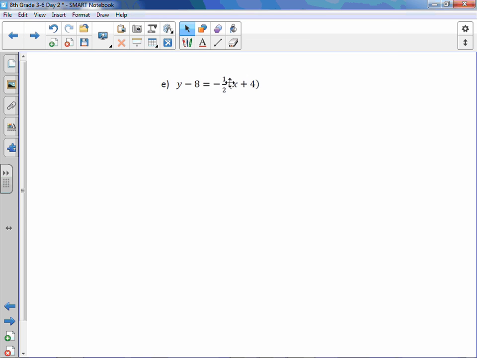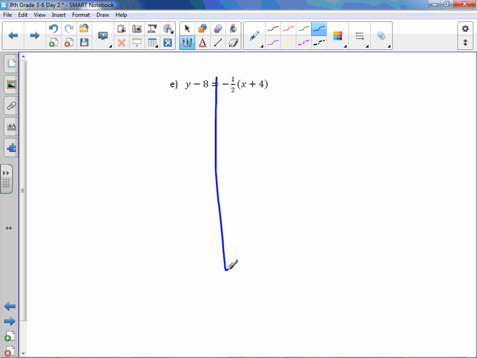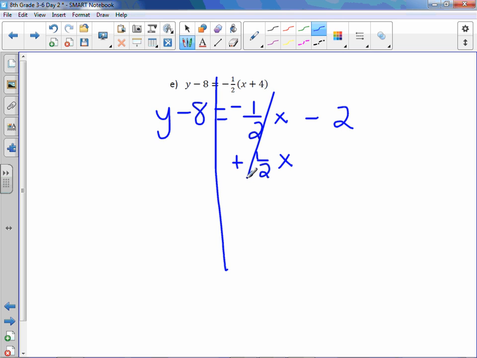Letter E. Distribute the -1/2. We get -1/2 x minus 2 equals, bring down the y minus 8. This time x is a negative, so I'm going to get rid of that by adding 1/2 x to both sides.